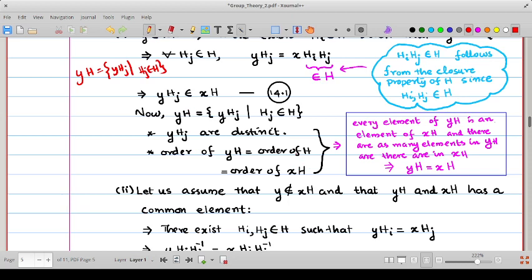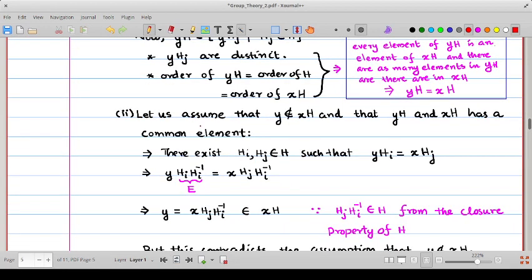So all elements of yH are also elements of xH, and there are as many elements in yH as there are in xH. So that means the coset yH is exactly the same as the coset xH.